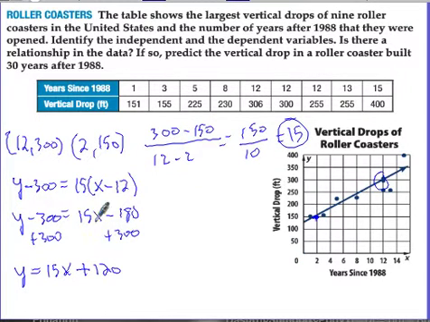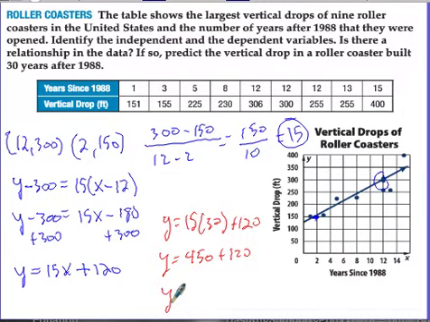Now the question. We wrote this equation in order to answer a question: predict the vertical drop on a roller coaster built 30 years after 88. We need a y. So y equals 15(30) plus 120. We put 30 in for x because it's the independent variable, the year. So y equals 450 plus 120. What does that mean? It means it's 570 feet, 30 years later.